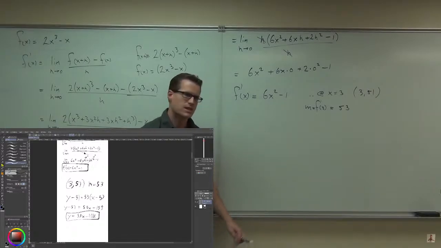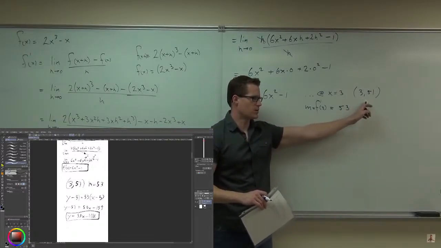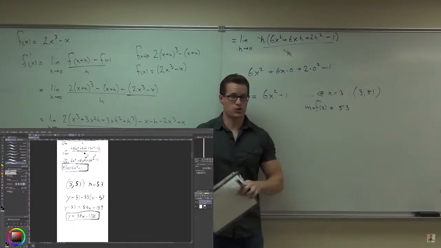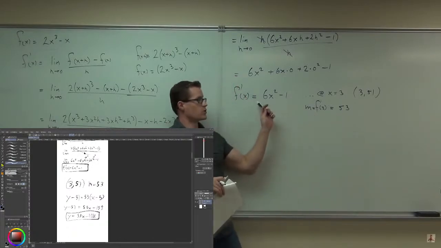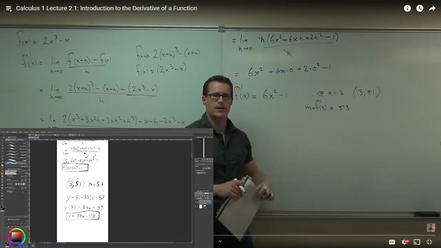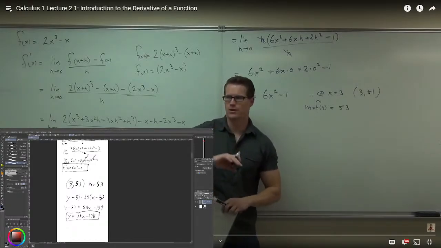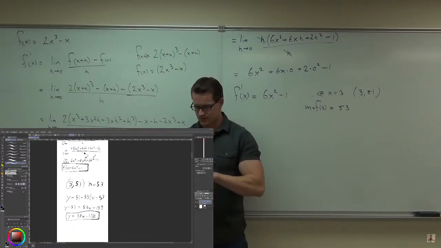Do you see how we're getting the point? I went quickly through that. The point comes from my original function. That's what gives you points on your graph. The slope comes from your derivative function. So you plug that in, we find the slope. You can now use point slope and figure out that equation very easily. It'll be a straight line. All your tangent lines will be straight lines.